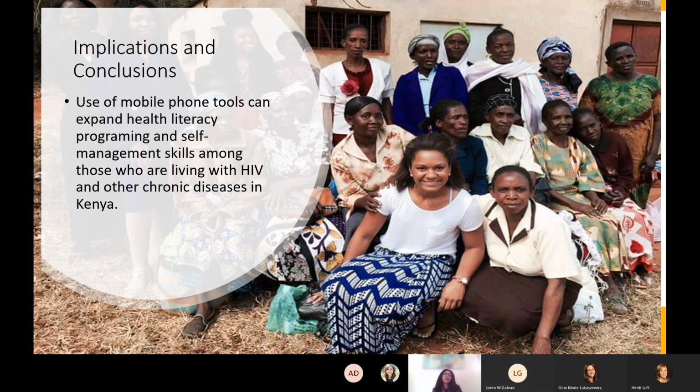So in conclusion from this study, we can say that the use of mobile phones can be a tool to expand health literacy programming, as well as self-management skills among those who are living with HIV, especially those in rural areas, in addition to those who are living with chronic diseases in Kenya.